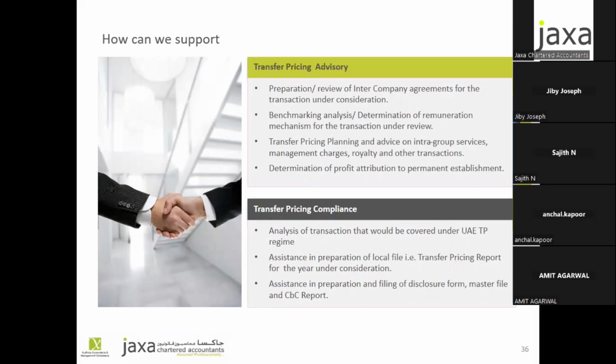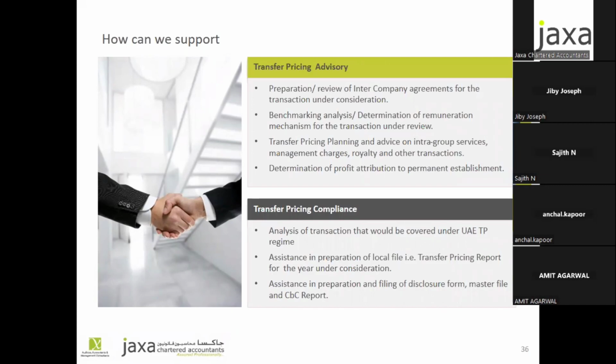We are ready to serve you with transfer pricing advisory and transfer pricing compliance requirements. Under transfer pricing advisory, we can do the preparation and review of intercompany agreements for the transactions under consideration, benchmarking analysis and determination of remuneration mechanism for the transactions under review, transfer pricing planning and advice on intra-group services, management charges, royalty and other transactions, and determination of profit contribution to a permanent establishment.